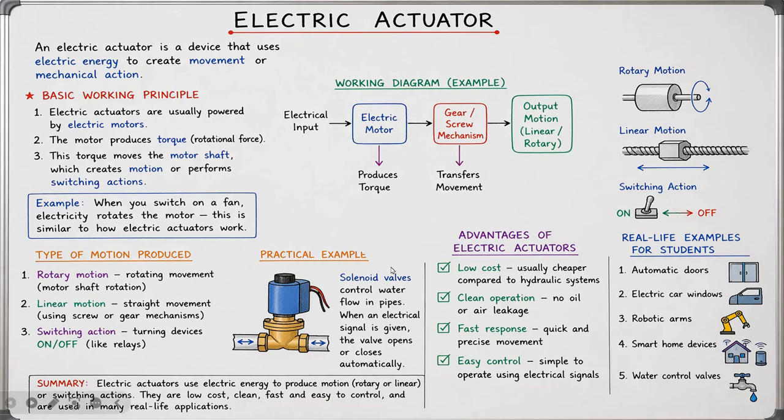Now these electric actuators have some advantages, like low cost, clean operation, fast response and easy control. Low cost because it is usually cheaper compared to the hydraulic systems, and also there is no usage of oil or air which may cause leakage. The response is very fast, that is, it is very quick and precise. In hydraulic actuators it was not so fast. Ease of control is that it is very simple to operate using electrical signals.